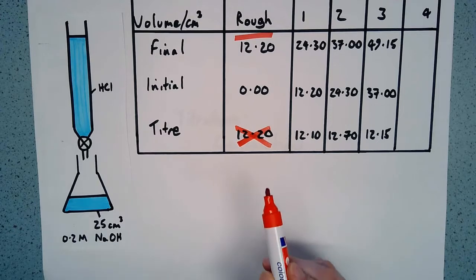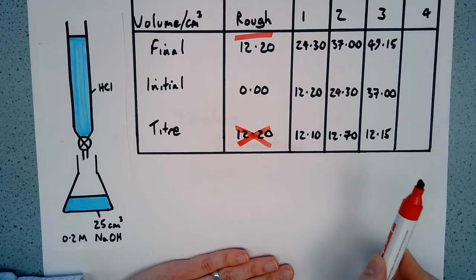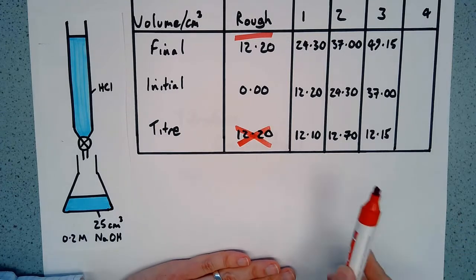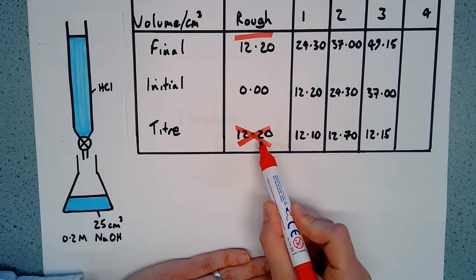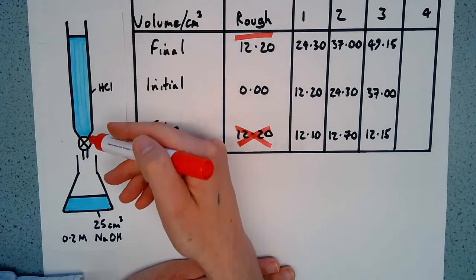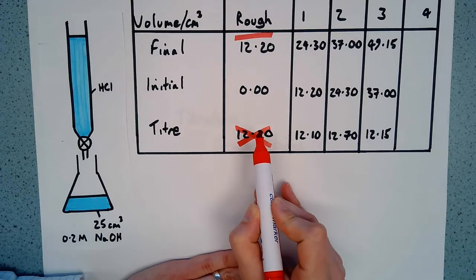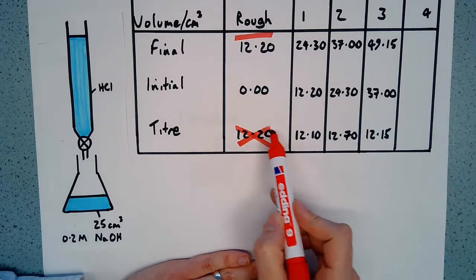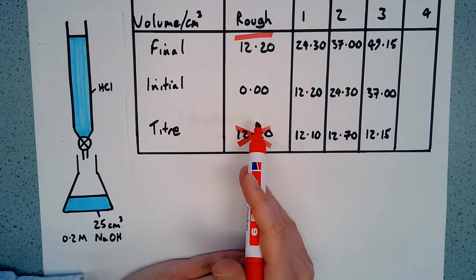What we're looking for is two results that are concordant, and concordant means within 0.1 centimetres cubed of each other. Now it's true that my first titration here is concordant with my rough one, but because I know that I rushed the rough one, because I let everything out really quickly, it's not correct to use that rough one. That was not a precise measurement. That was done in a hurry as a convenience rather than as an accurate result. So even though this first one is concordant with that one, we're not going to use the rough one.